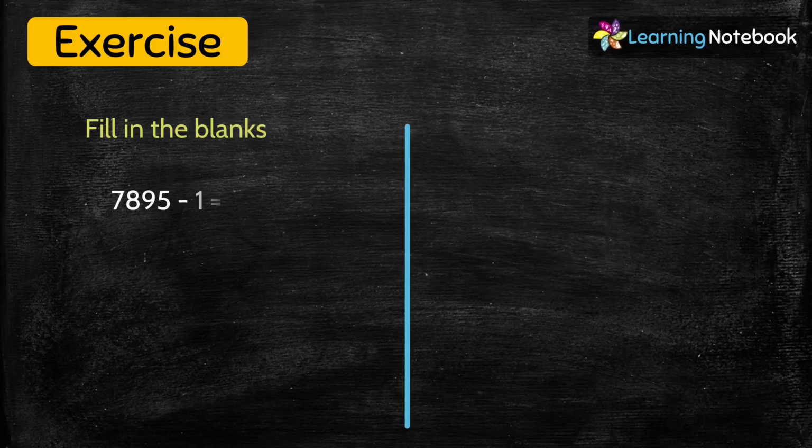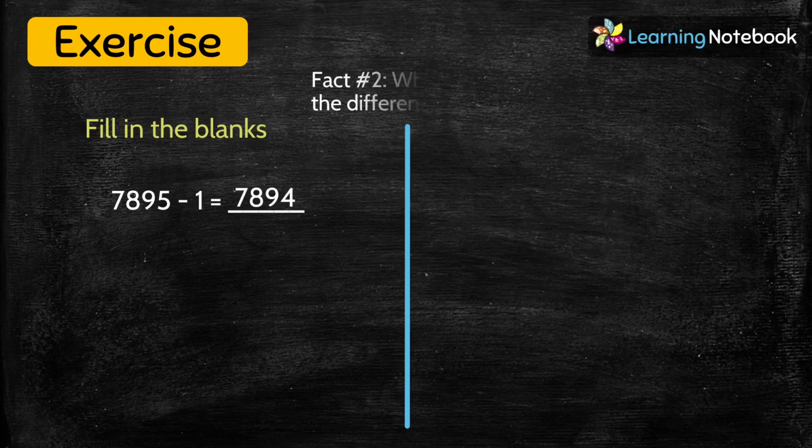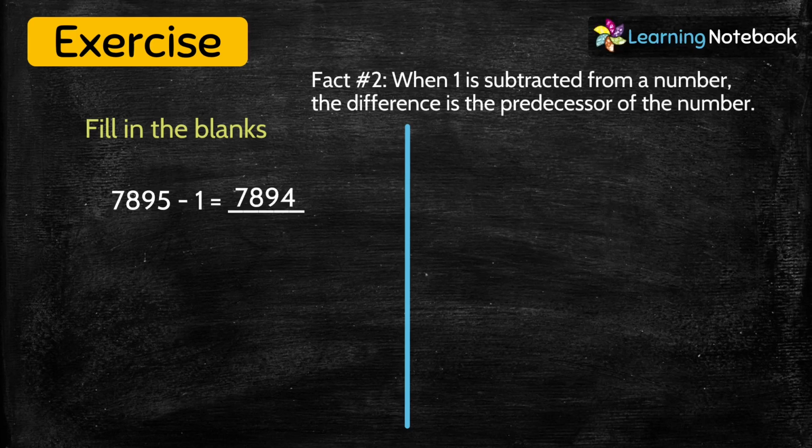Now let's do some questions based on these subtraction facts. First is 7895 minus 1 equals dash. So here answer is 7894, because we learned in subtraction fact 2, when 1 is subtracted from a number, the difference is the predecessor of the number.